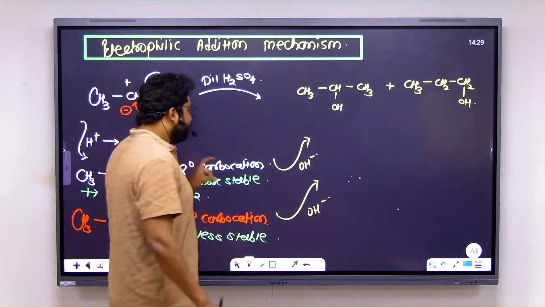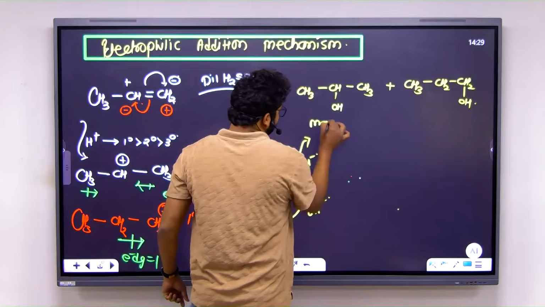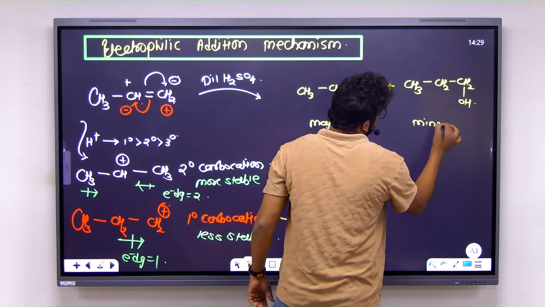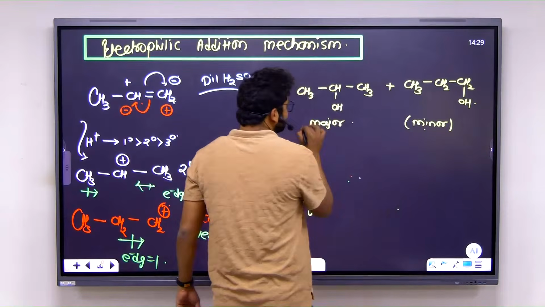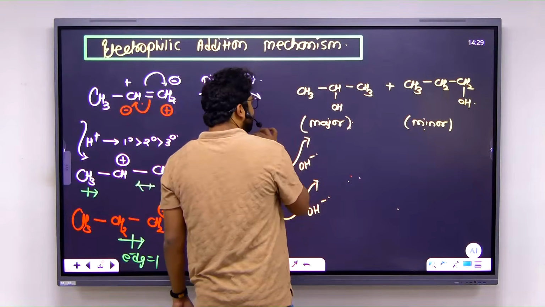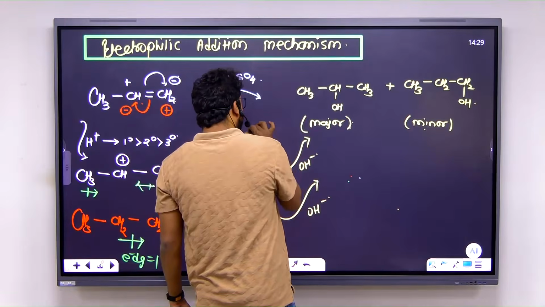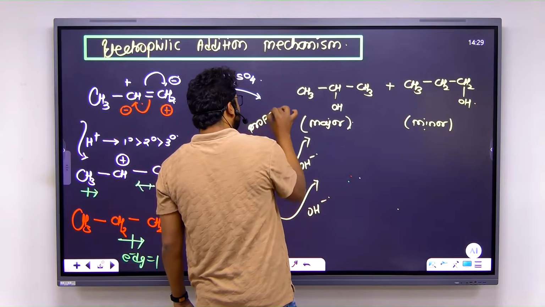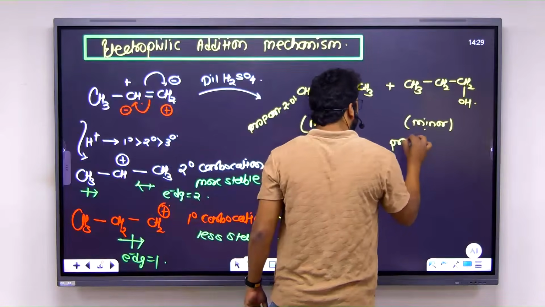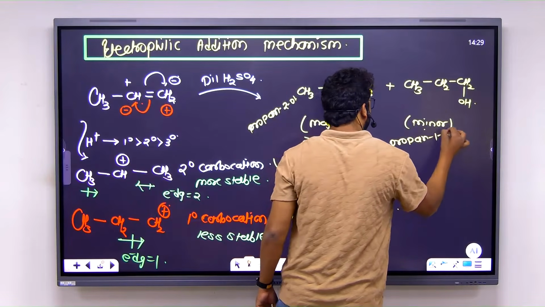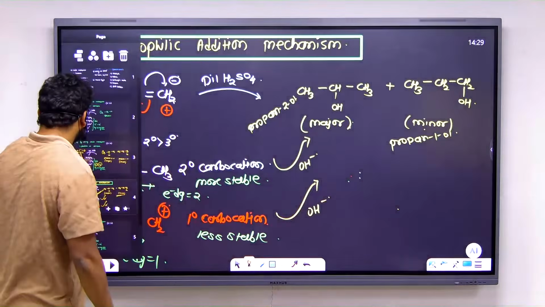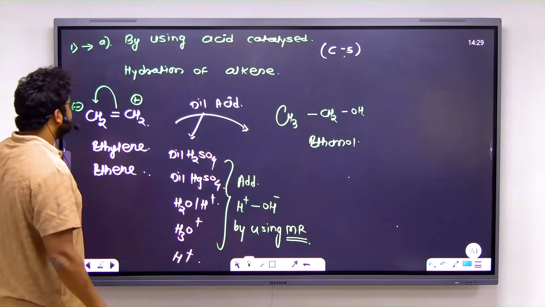From the more stable carbocation you got the major product, and from the less stable one you got a minor product. One is a major, one is a minor, and in this case you can call it propan-2-ol, and this is propan-1-ol. So you observed here, this is an acid catalyzed dehydration.